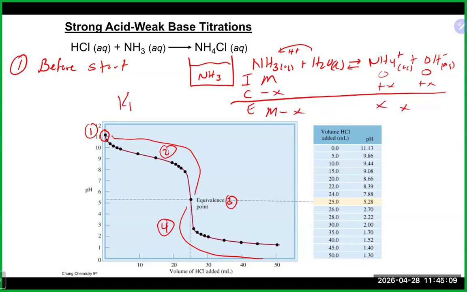This is going to go into our Kb. We're going to solve for X. The important thing to remember, once again, though, when you do solve for X, that is the hydroxide concentration, not the H+ concentration. So that's going to get you a pOH first and then into a pH.